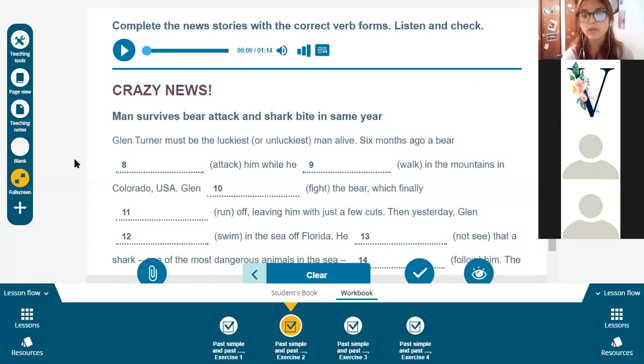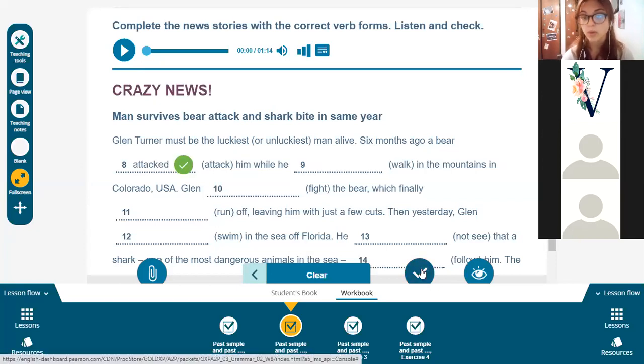Good. We know that we have the while, so we say while he was walking. Now, do you think that a bear was attacking him? Or what does the rest think? Which one, what would you say? Do you think that a bear attacks or that a bear is attacking? Attack. Okay, so in this case we say six months ago, a bear attacked him while he was walking.